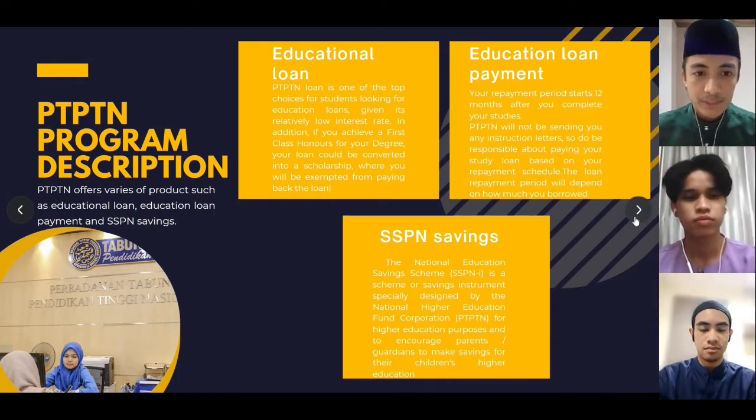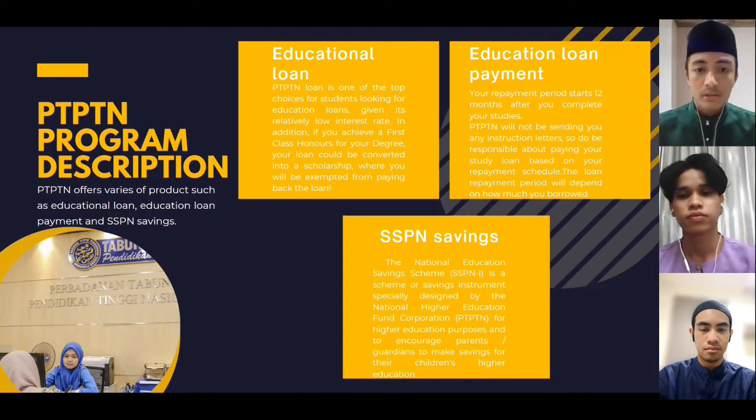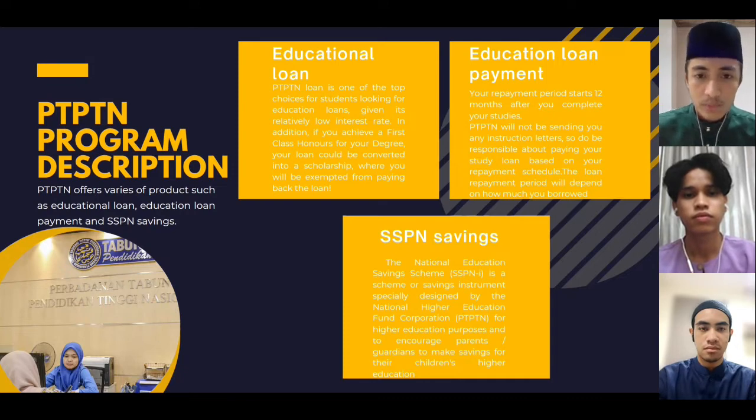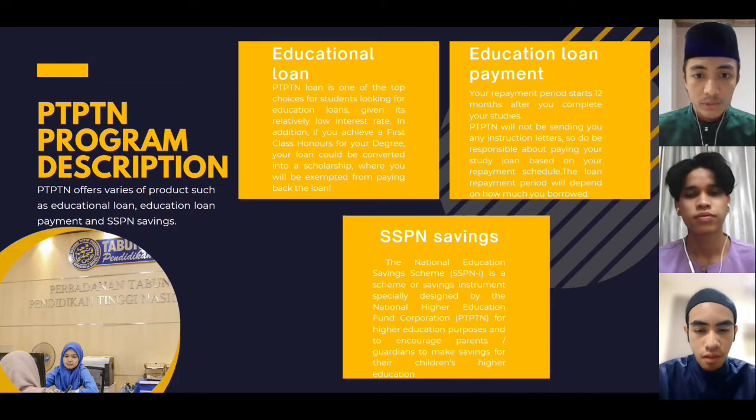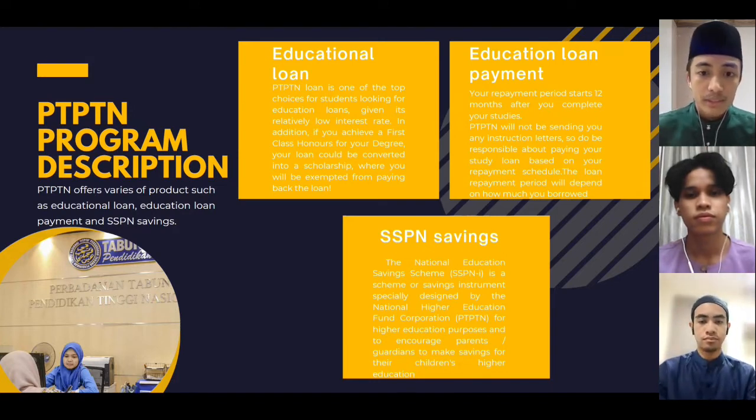Moving on to the PTPTN program description. PTPTN offers various products such as education loan payment and SSPN savings. So the first one is the educational loan. PTPTN loan is one of the top choices for students who are looking for education loans, given its relatively low interest rate. In addition, if you achieve a first class honors for your degree, your loan could be converted into a scholarship where you will be exempted from paying back the loan.